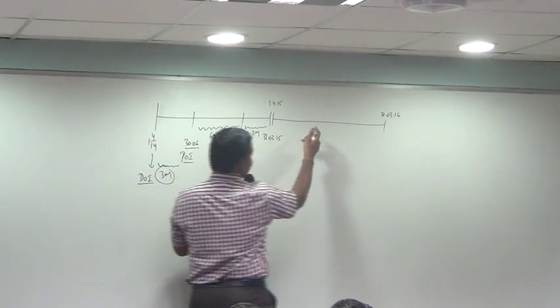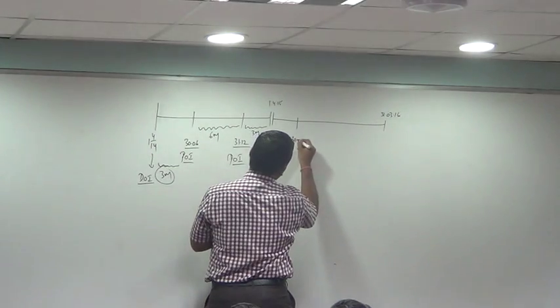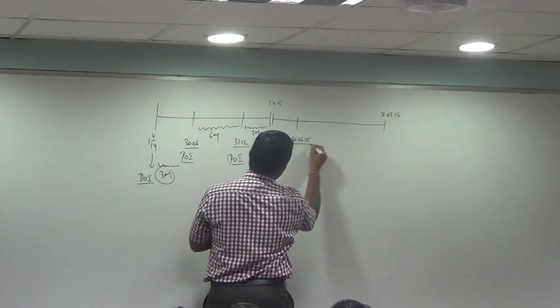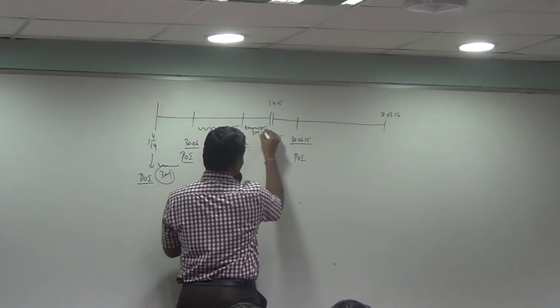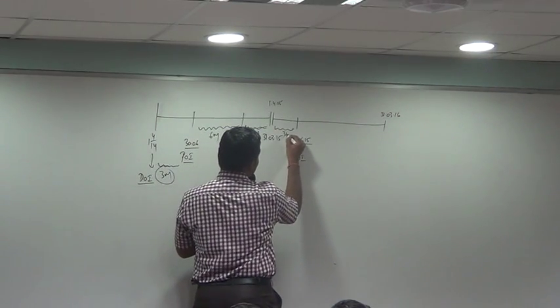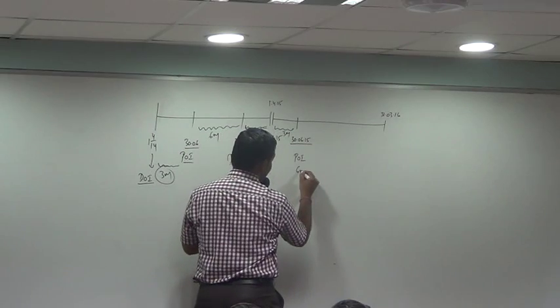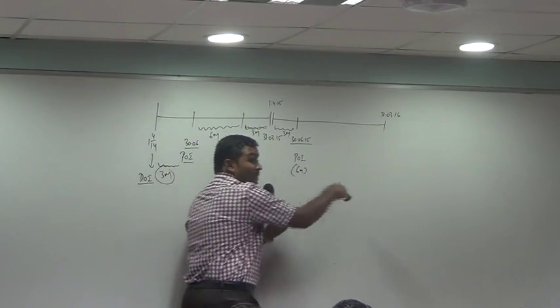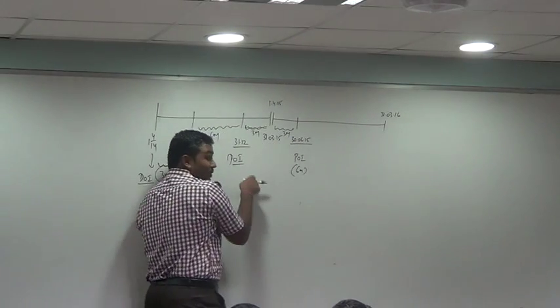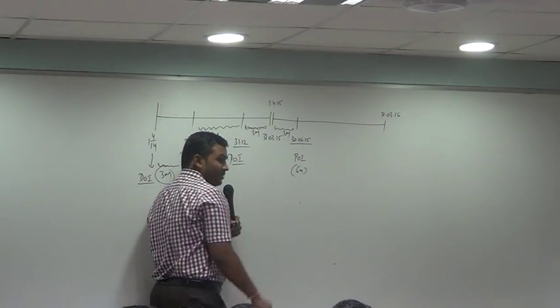Next POI. What is the next POI? 30th June 15. POI. How many months interest? 3 months plus 3 months. 6 months interest will be paid. Payment will happen in next year, but 3 months belongs to current accounting period.